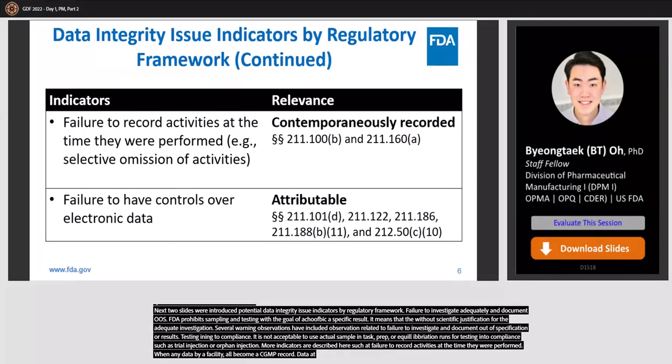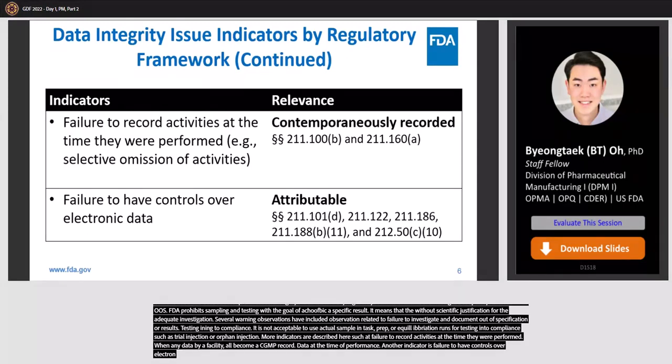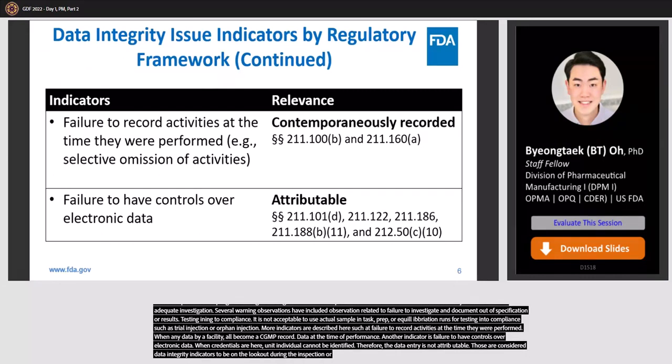Another indicator is failure to have controls over electronic data. When login credentials are shared, the unique individual cannot be identified. Therefore, the data entry is not attributable. Those are considered data integrity indicators to be on the lookout for during the inspection or while reviewing the establishment inspection report.